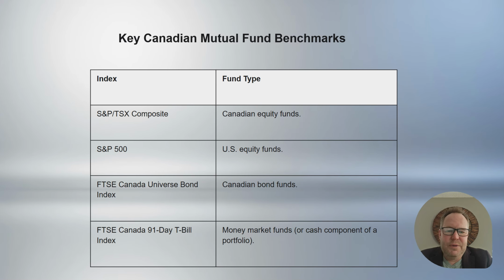So key Canadian mutual fund benchmarks that you would want to know. The S&P TSX Composite is what we described as the benchmark for the Canadian equity funds you would compare. The S&P 500 is an index or a benchmark you could compare U.S. equity mutual funds to. The FTSE Canada Universe Bond Index, we would compare Canadian bond mutual funds to. And the FTSE Canada 91-day T-bill index, we would compare money market funds or cash components to.